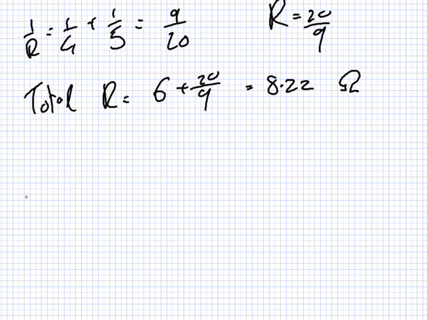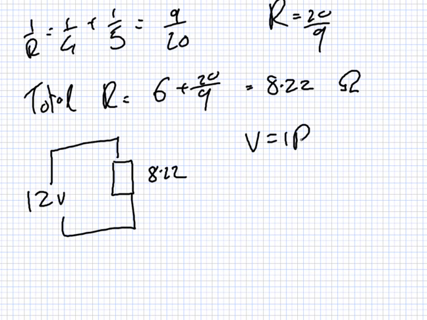So my circuit now looks like this. 12 volts, resistor of 8.22, and from this I can get the current. V equals IR, I equals V over R, which will be 12.4 divided by the resistance, so I get a current of 1.51 roughly. 1.508 amps.